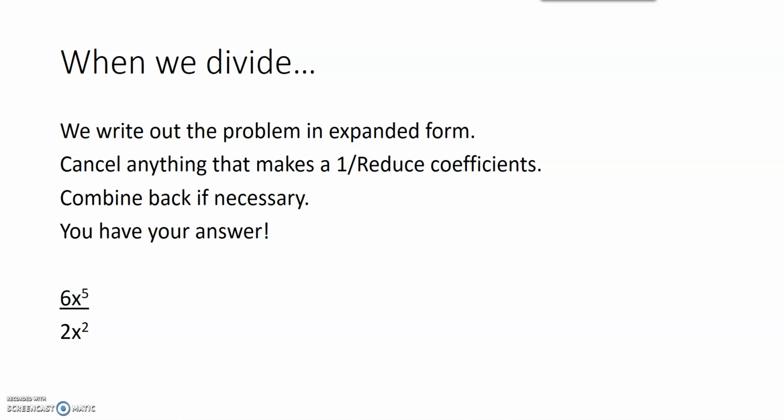When we divide, what we do is we write it out in expanded form. Okay, by that I mean what I just did with the multiplying problem, however many a's there are total. We cancel anything that makes 1. Remember, anything over itself becomes 1. So for example, 3 over 3 becomes 1. If I had variables, x over x becomes 1. And 1 times anything is itself, it doesn't change. So really what we're doing is making 1s.